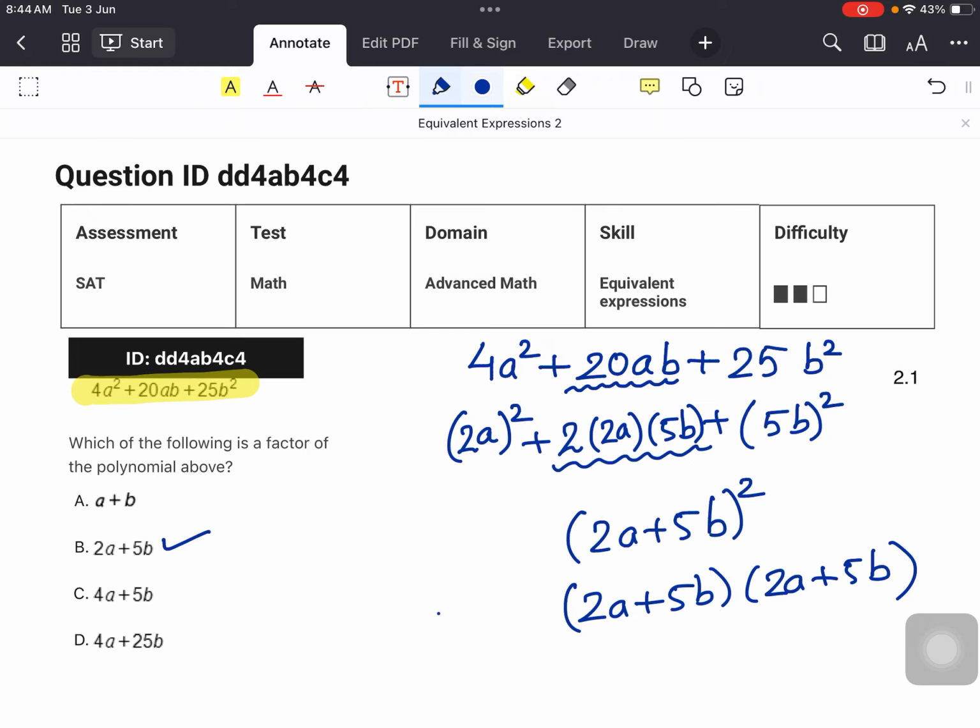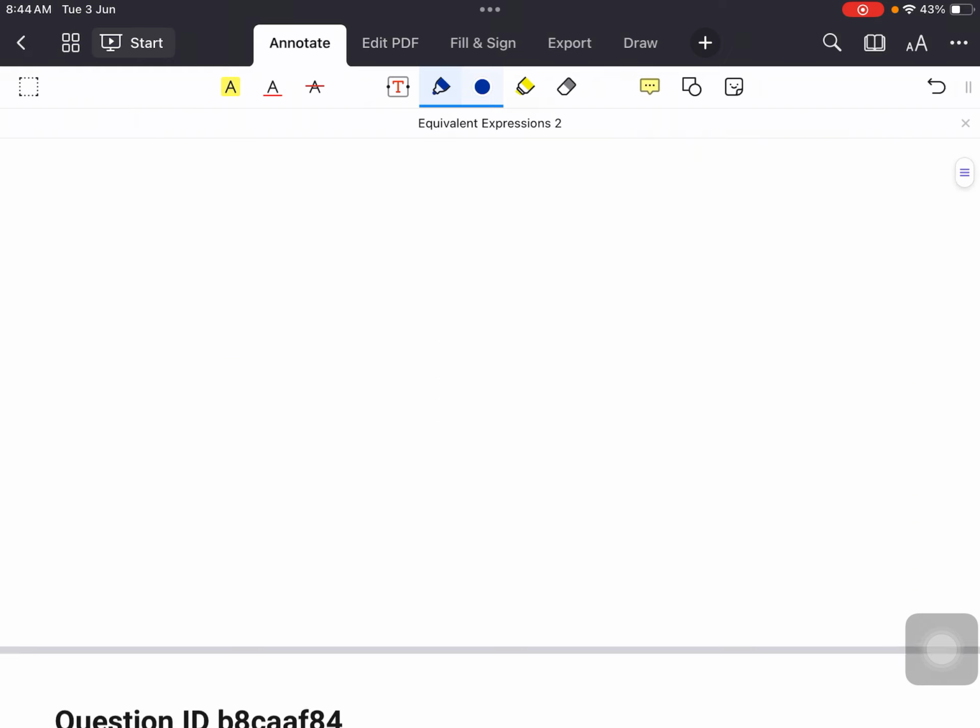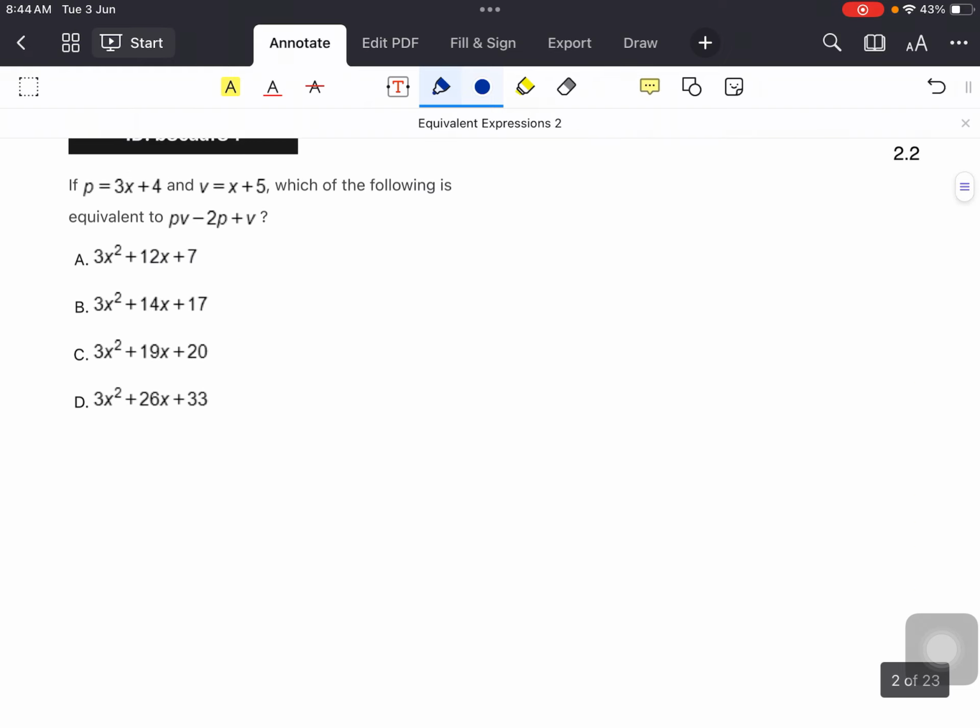Alright, next question is: P and V are given in terms of x. P is 3x plus 4, V is x plus 5. And we have to find which of the options the given expression is equivalent to. So yes, we have to solve. Without solving, we cannot imagine what is going to be there.